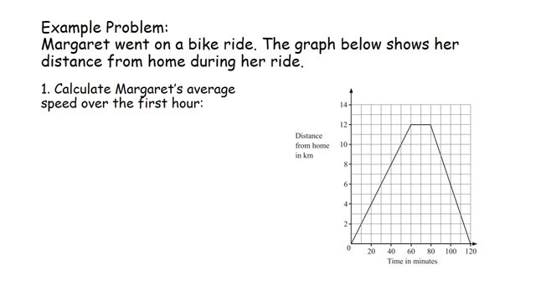Now in this example, Margaret has been on a bike ride, and the graph here on the right is showing her distance that she travels from home on her bike. Our first problem is going to be calculating Margaret's average speed over the first hour.